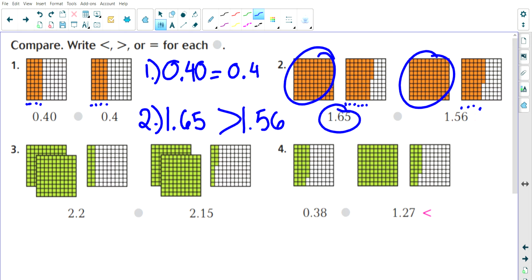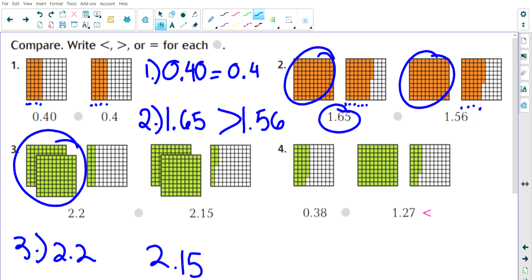Okay, looking at number 3. Number 3 says 2 and 2 tenths compared to 2 and 15 hundredths. So I see that the first model has 2 wholes. The second model also has 2 wholes. The first model has 2 full bars shaded in. The second model only has 1. So I can tell that 2 and 2 tenths is greater than 2 and 15 hundredths. I also could add a 0 onto the end of this digit, so I'm comparing hundredths to hundredths so that I don't confuse myself.